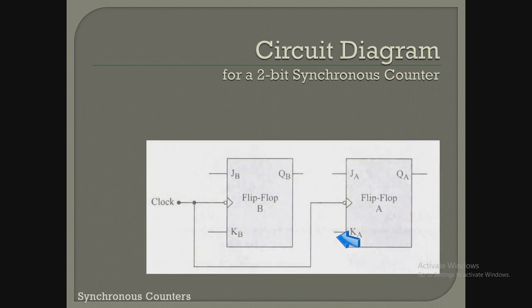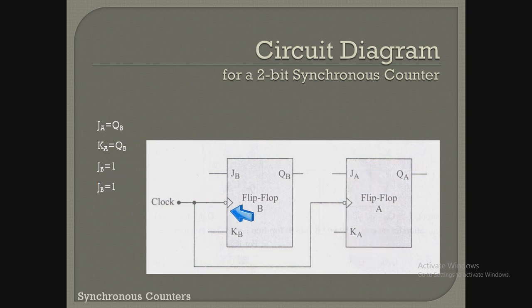So now, for the counter to be synchronous, the same clock pulse should feed both the flip-flops. Now what was the output of the Karnaugh maps? JA is equal to QB. So we will provide QB as input to JA. So QB will be connected to JA. Similarly, KA is also equal to QB. So this will be connected to this also. So this connection and this connection will complete the inputs for JA and KA.